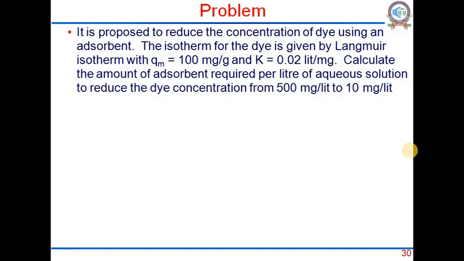Here is one more problem. Let's say it is proposed to reduce the concentration of a dye using an adsorbent. The isotherm for this dye on the adsorbent is given by the Langmuir isotherm with Qm equal to 100 milligrams per gram and K equal to 0.02 liter per milligram. Calculate the amount of adsorbent required per liter of aqueous solution to reduce the dye concentration from 500 milligram per liter to 10 milligrams per liter. So do this solution yourself. You might have done some similar problems like this in your undergraduate course. Once you do this, you can check for yourselves.